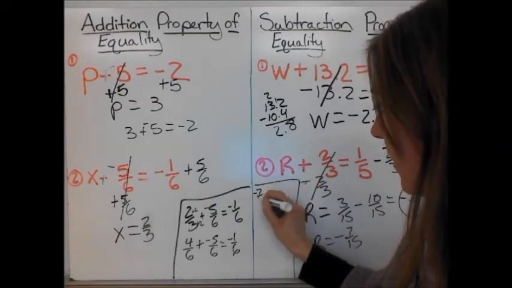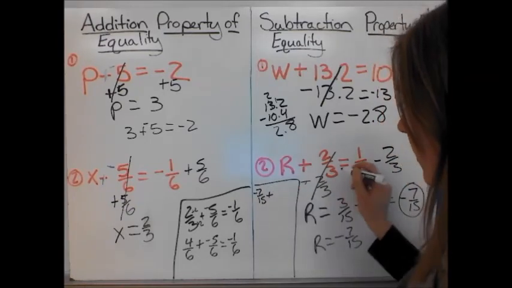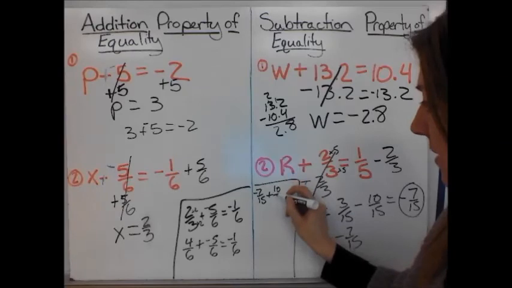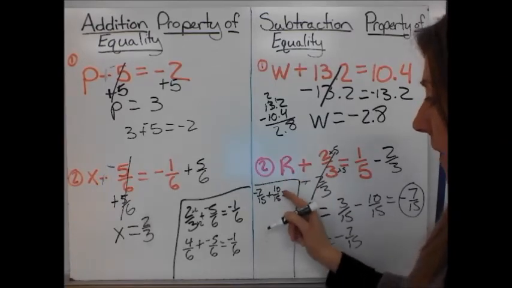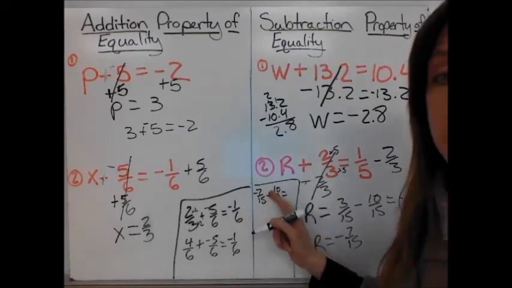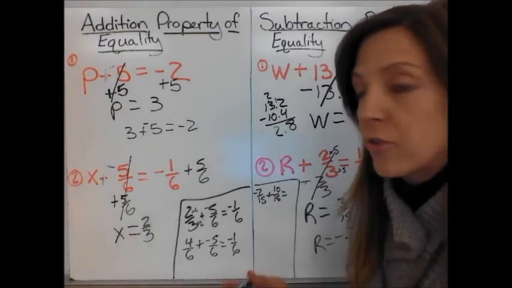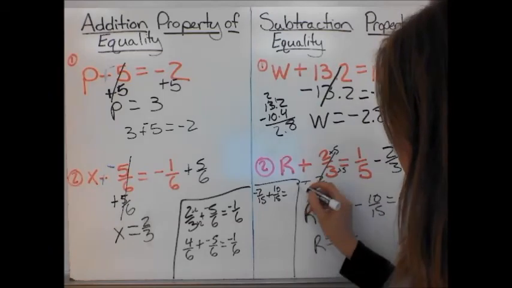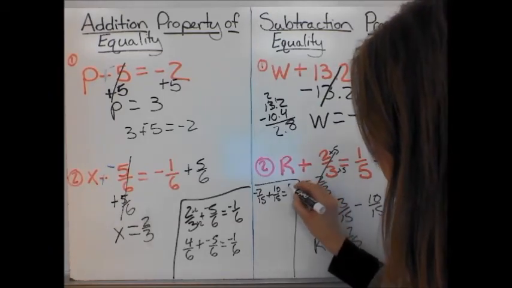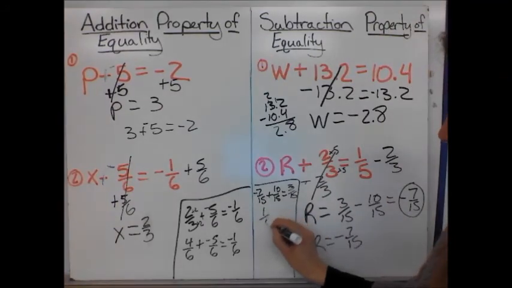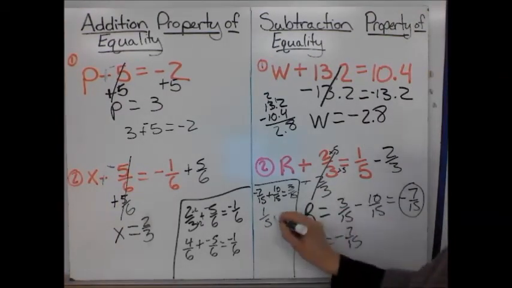So -7/15 plus 2/3, I'm going to go ahead and get my common denominator by multiplying by 5/5. 10/15. If I add 10/15 to -7/15, I have more positivity than negativity, and I'm going to end up with a positive 3/15, which reduces to 1/5, which is what my answer was, so it checks out.